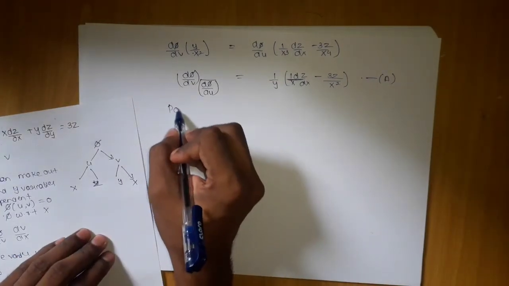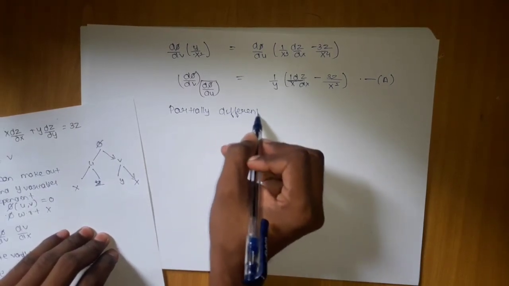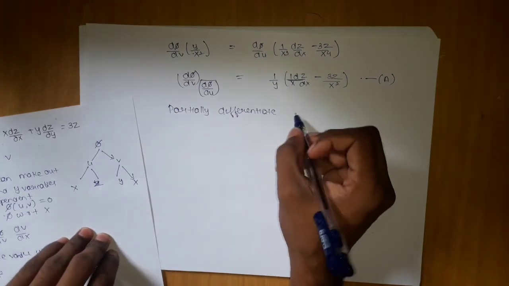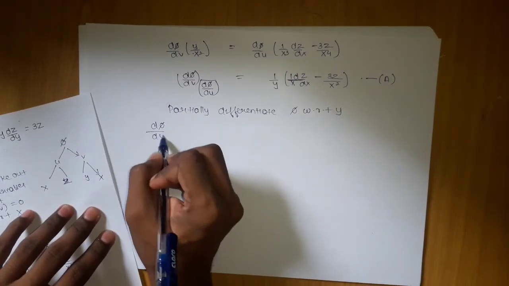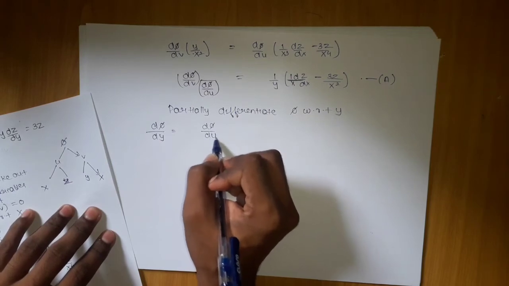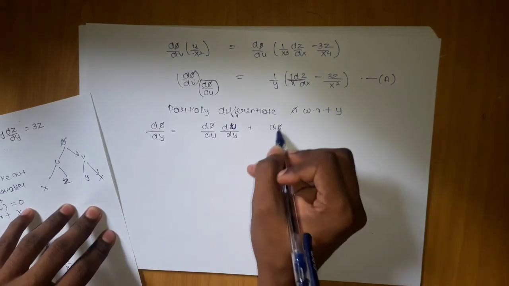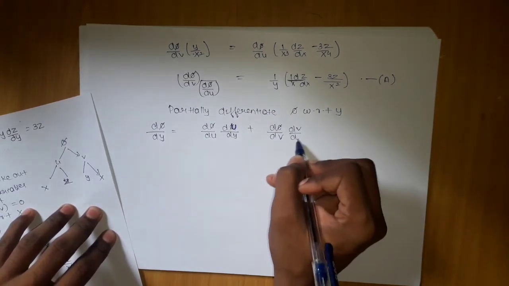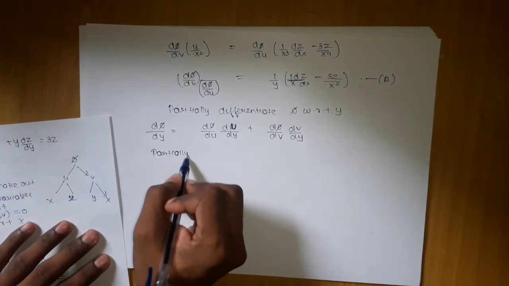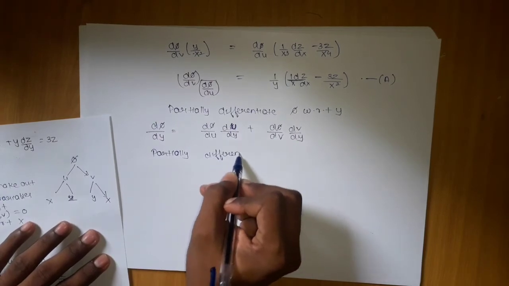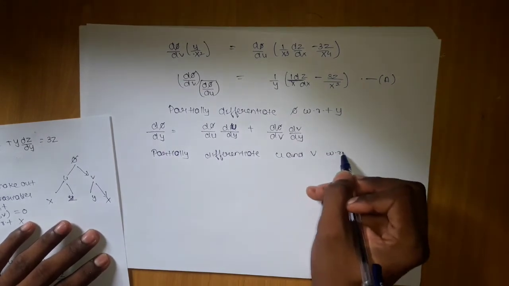Now what we are going to do is partially differentiate phi with respect to y. What I am going to get is dou phi by dou y, which will be nothing but dou phi by dou u into dou u by dou y plus dou phi by dou v into dou v by dou y. Now I will partially differentiate u and v with respect to y.